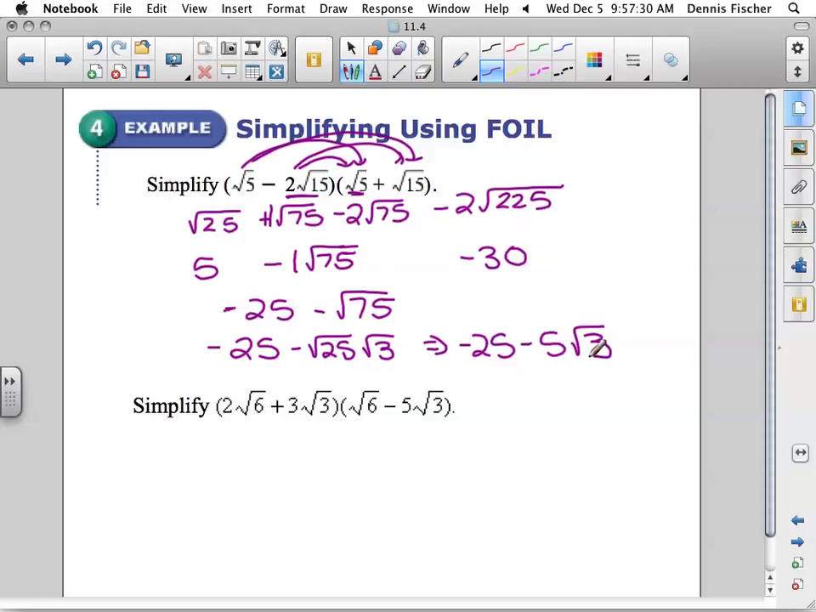Now can I combine those? How can I do it? One has a square root, one doesn't. I can't do anything with it. A little confusing, but that is my answer. Did I make a mistake in here? Okay, try the bottom one. Try the bottom.